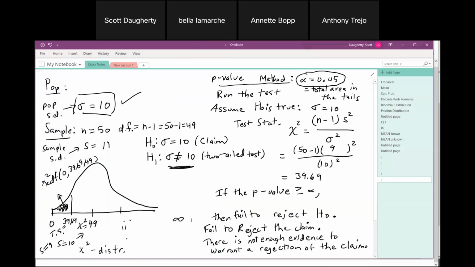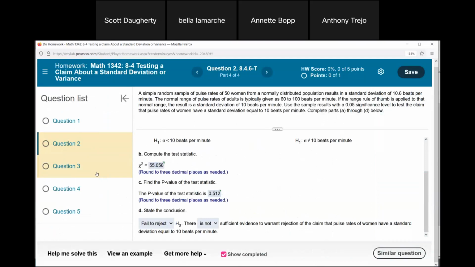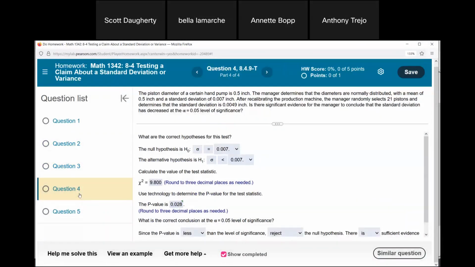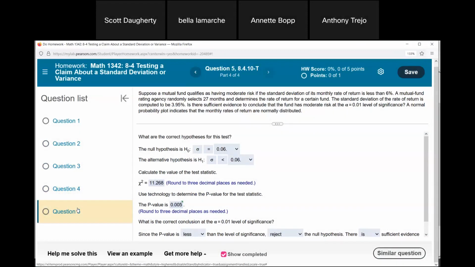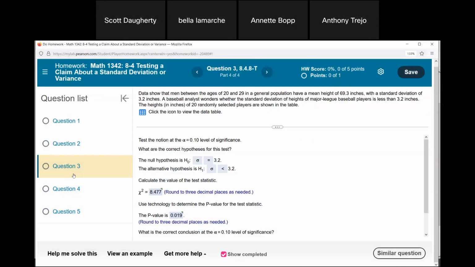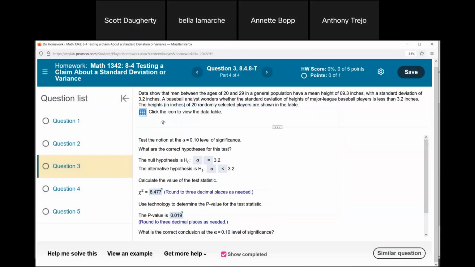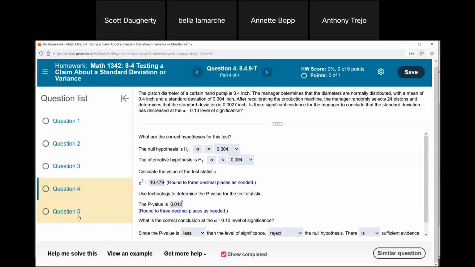Okay, and one other thing I can think of, and then real quickly, because we're almost out of time. The only other thing I can think of in the homework that you might run into that might be a problem is sometimes they give you the raw data and they don't give you the standard deviation from the sample. Let me just check and see if that's the case.